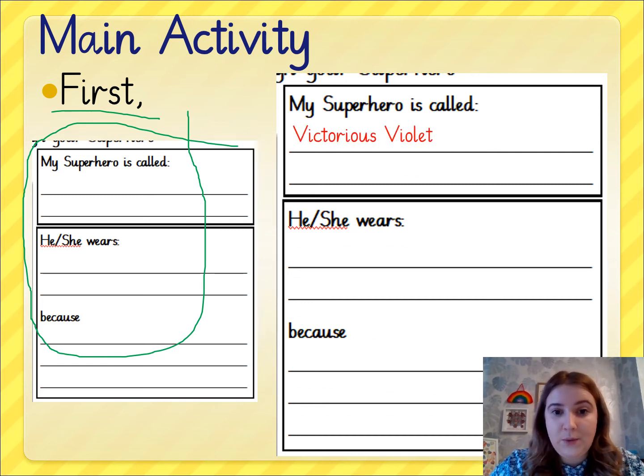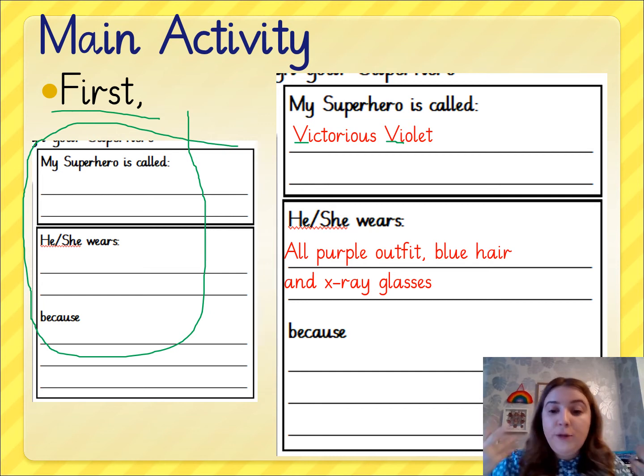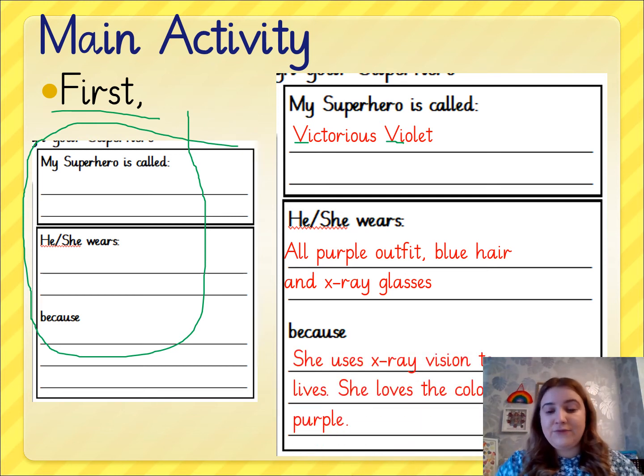My superhero is going to be called Victorious Violet. You might notice that I've used something in her name. I've used alliteration. So both of those words start with the letter V, don't they? So my superhero is called Victorious Violet and she wears an all purple outfit. She has blue hair and X-ray glasses because she uses X-ray vision. And she actually loves the colour purple as well. That's why she wears purple. That's why she's called Victorious Violet.